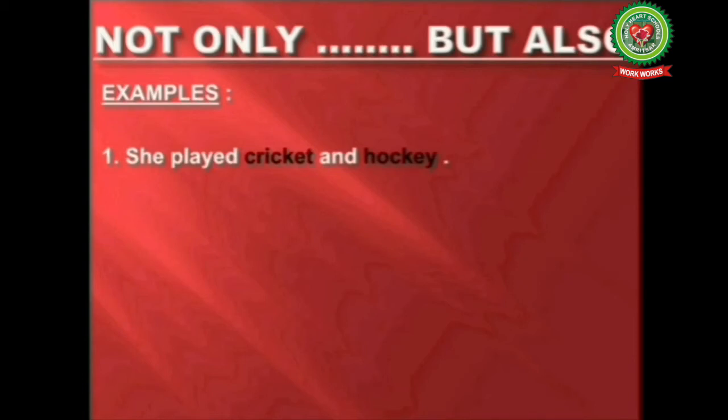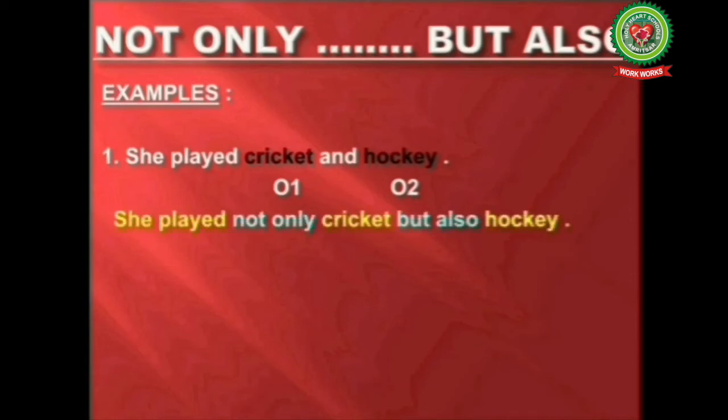Now here in this sentence we have two different objects. Cricket is object 1 and hockey is object 2. So students, we have to write not only with the first object, that is cricket, and but also with the second object, that is hockey. So our answer will be she played not only cricket but also hockey.